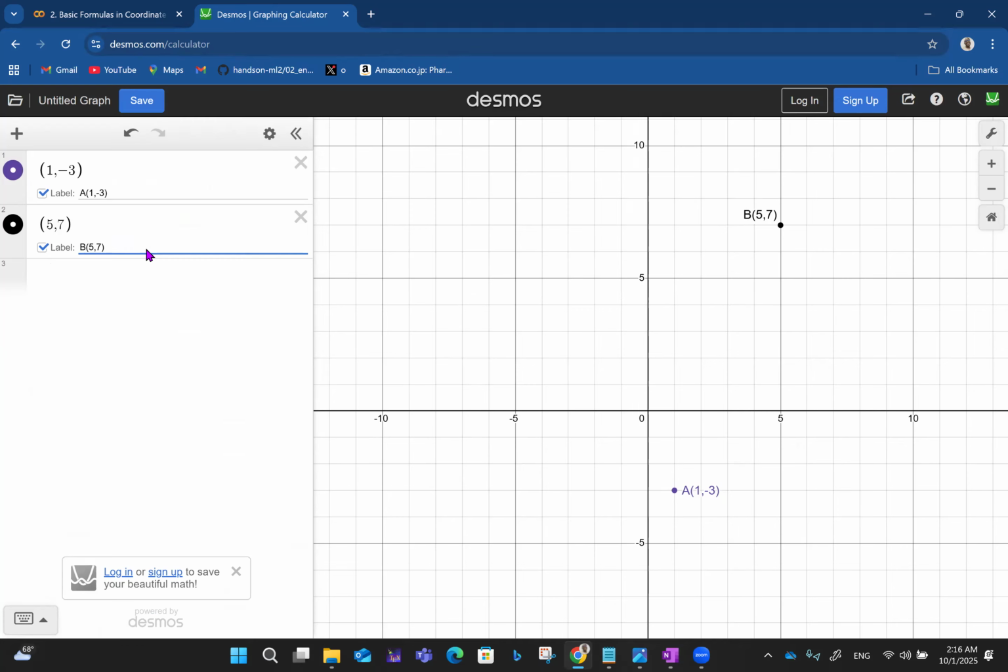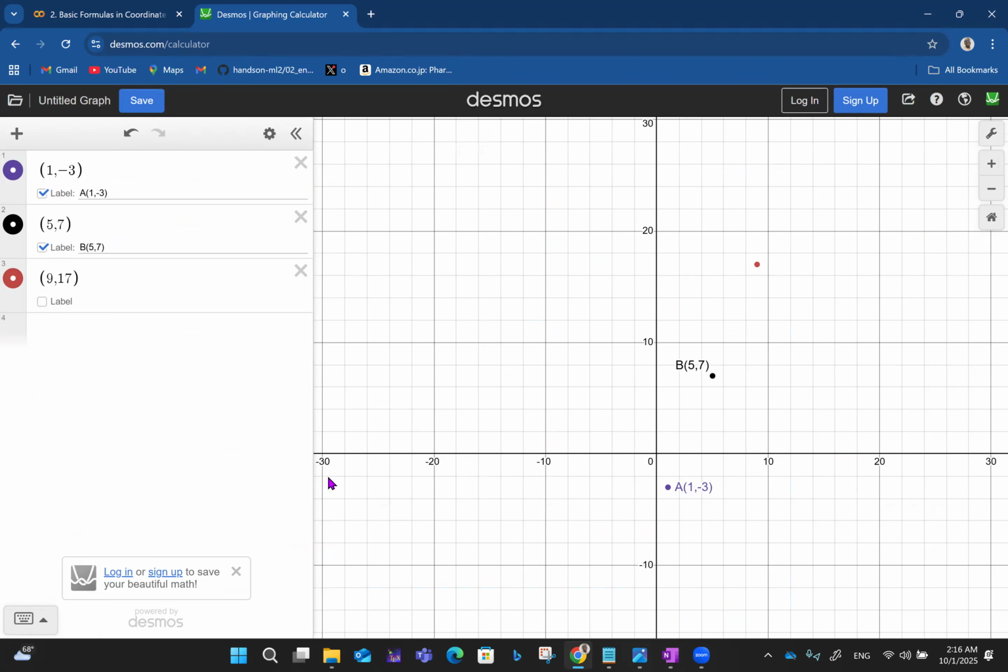And then we need a point P which divides this line AB in the ratio 2 to 1 externally. And we found that to be (9, 17). So we need to shrink this to see. You can see (9, 17). It's still on the line, but external to it. So we have P now to be (9, 17). Everything is still the same line, but now with (9, 17).